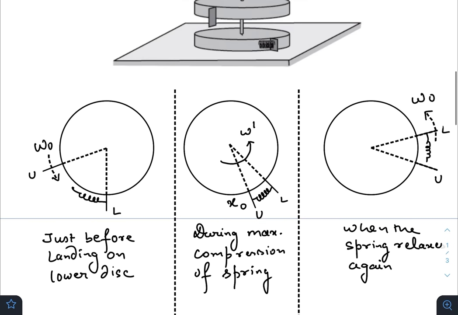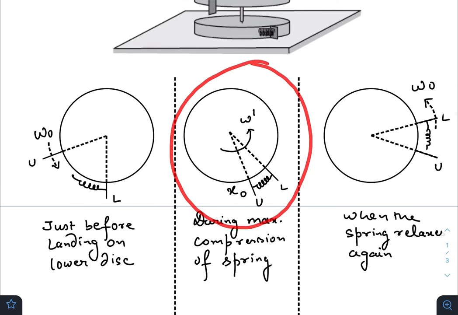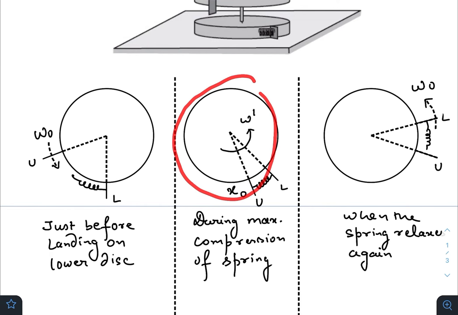Okay, so the maximum compression of the spring will take place when both the angular velocities of the discs are the same. Now the motion does not stop here. The spring now starts to elongate, hence pushing the lower block, increasing the angular velocity of the lower block and decreasing the angular velocity of the upper block. Okay, so it just pushes the upper block to decrease its angular velocity to 0.